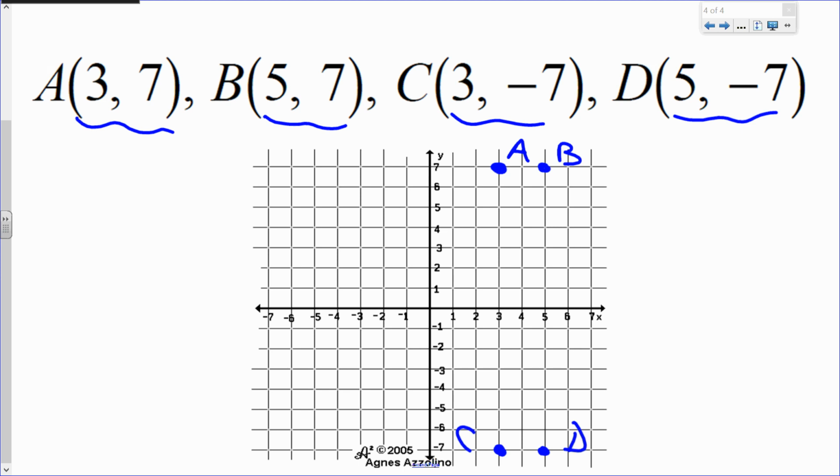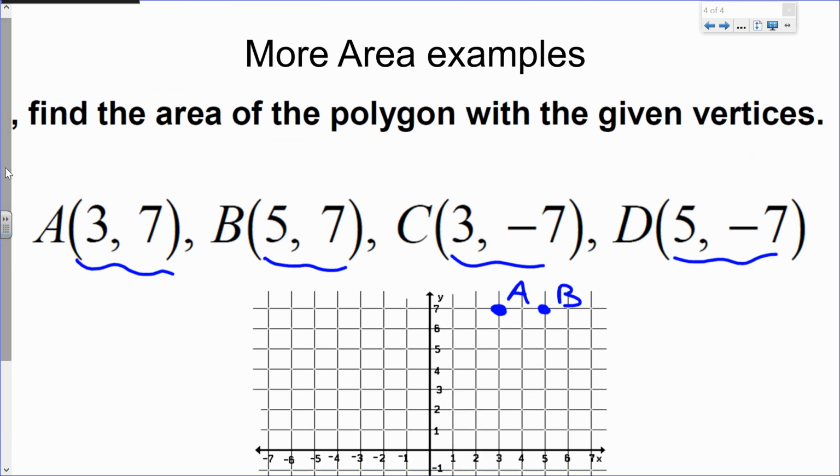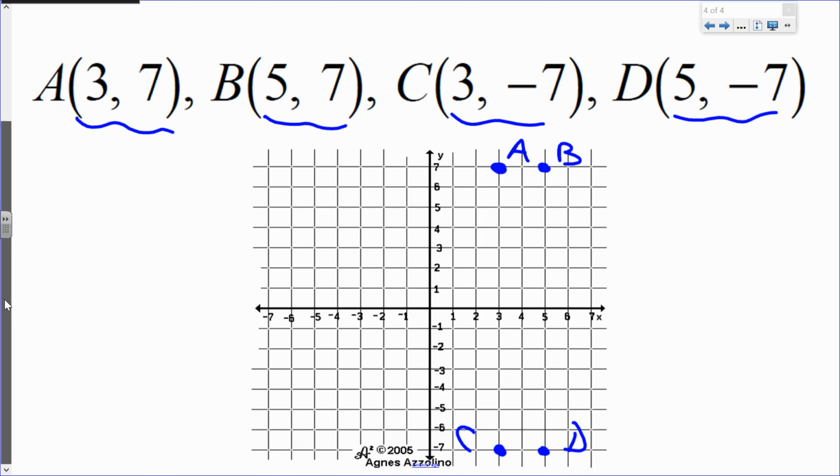What should we do now, would you say? Any ideas what to do now? If they're asking for the area of a polygon, what should we do with these points? Any ideas before I give you the answer? What would your mind tell you to do at this point? The directions are find the area of the polygon. I plotted 4 points. Tell what we should do now.